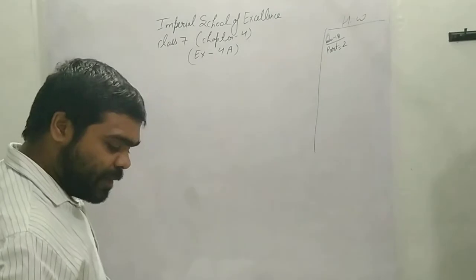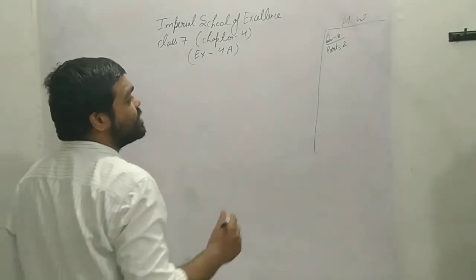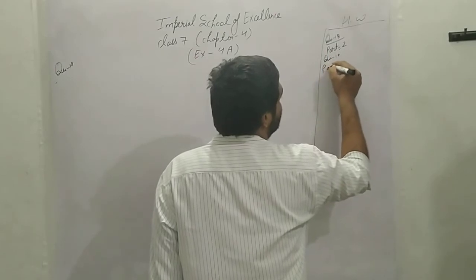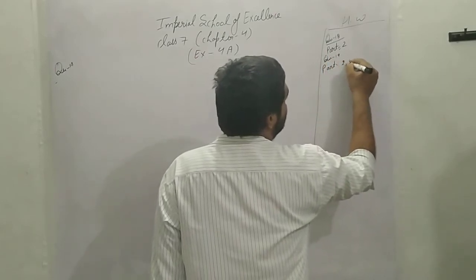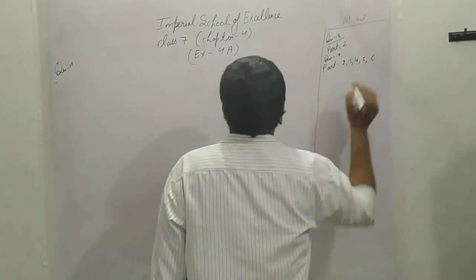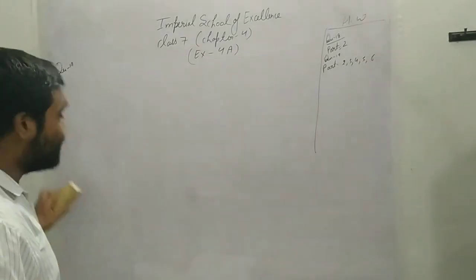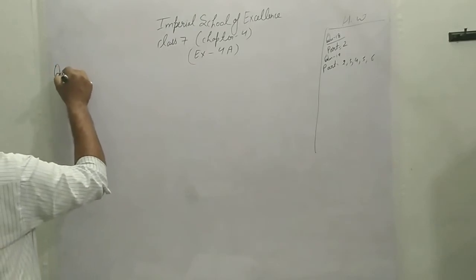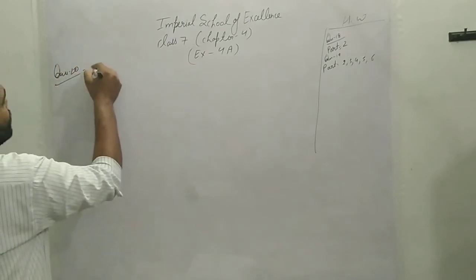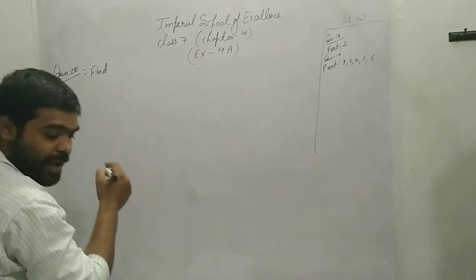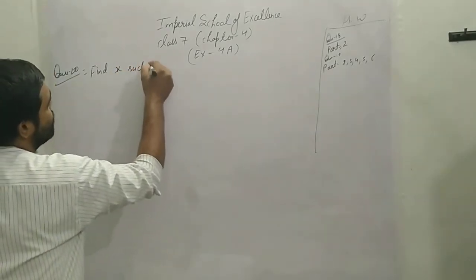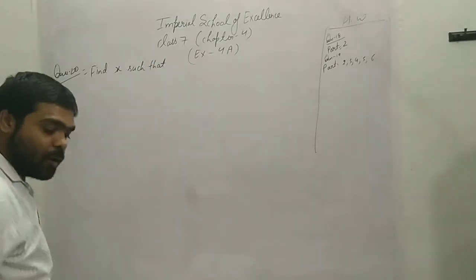You have to do all parts as homework. Question number 19 from 2nd to 6th, parts 2, 3, 4, 5, 6 are your homework. In question number 20, the question is: find x such that, you have to find the value of x.